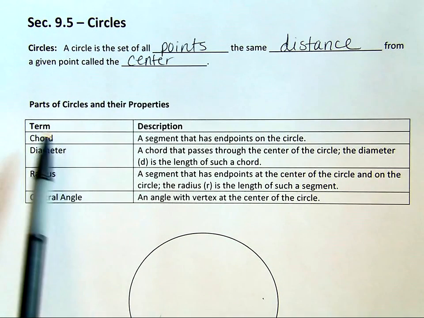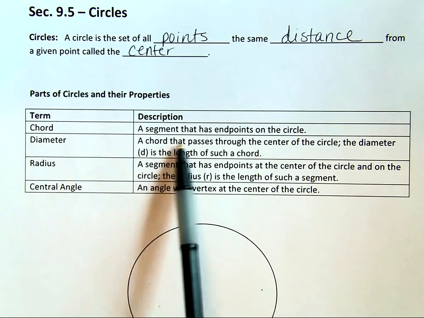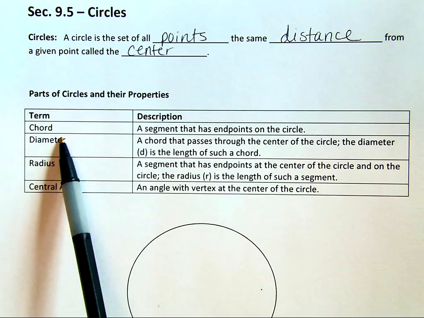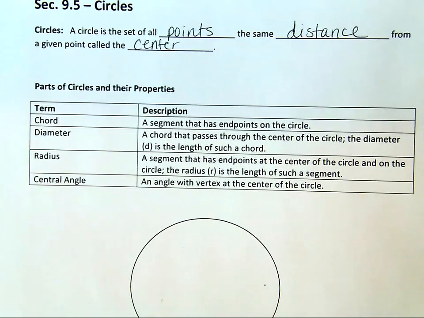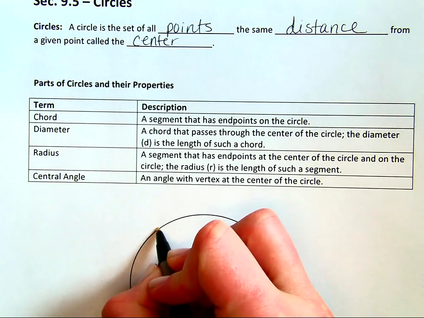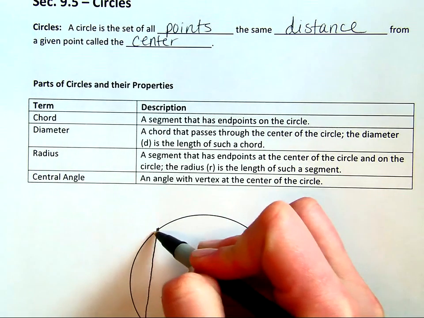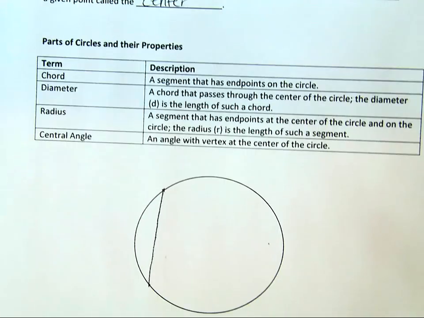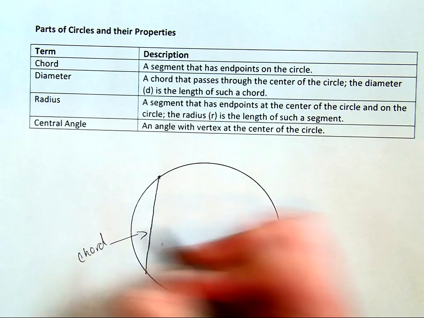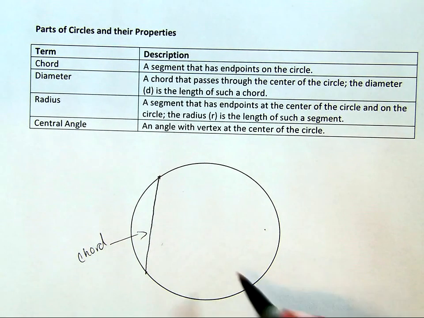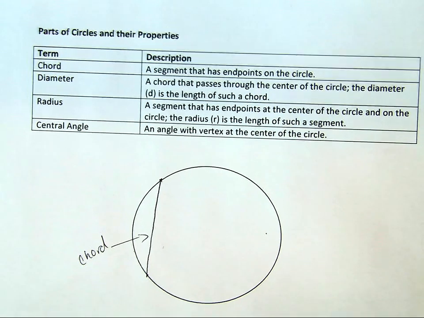So here are some terms or parts of circles and their properties. Over here we have the terms and then the descriptions over here. The first one is a chord. A chord is a segment that has endpoints on the circle. An example of a chord might be a segment that starts here and goes over to here. The two endpoints of the segment are on the circle, so we could call this right here a chord. Now it might go through the center of the circle. It could touch any two parts of the circle. That's just an example of one.